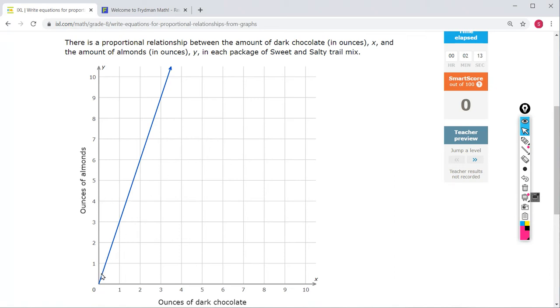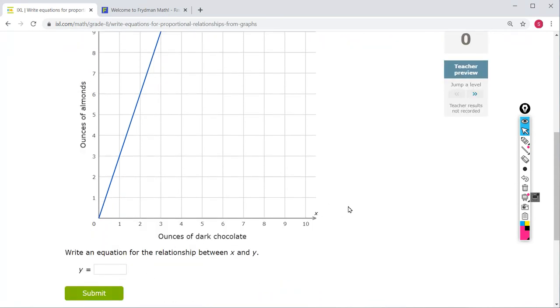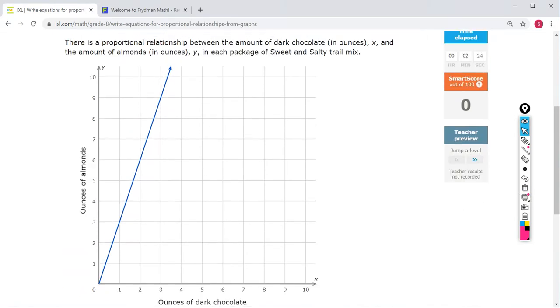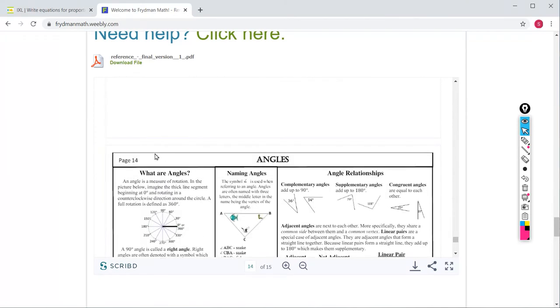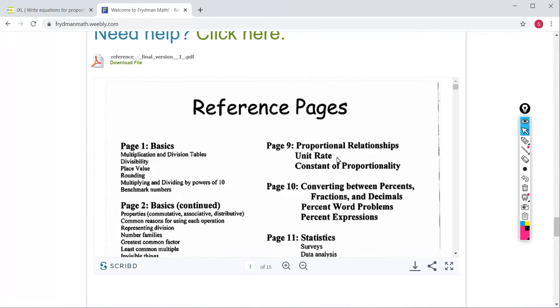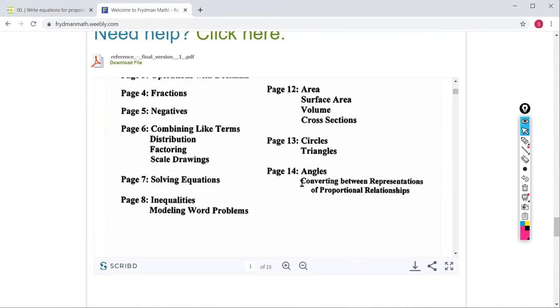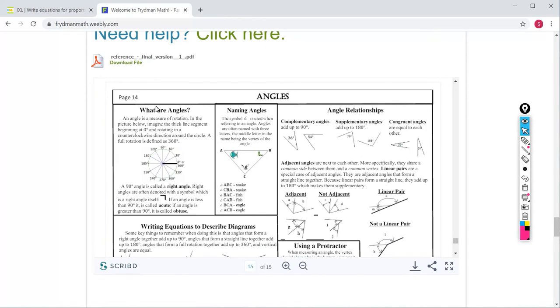So can we put the information that the graph is giving us into the form of an equation that will actually tell us the same information? It will just be in a different form. And we can do that. To see how, let's go over to Frydman Math, and this is page 14. So make sure that you go down to page 14. Actually, in the table of contents here, it says that converting between representations of proportional relationships is on page 14. So scroll down there. Here I am again, page 14.